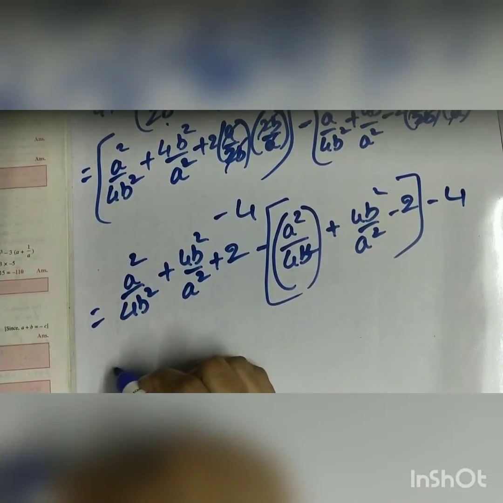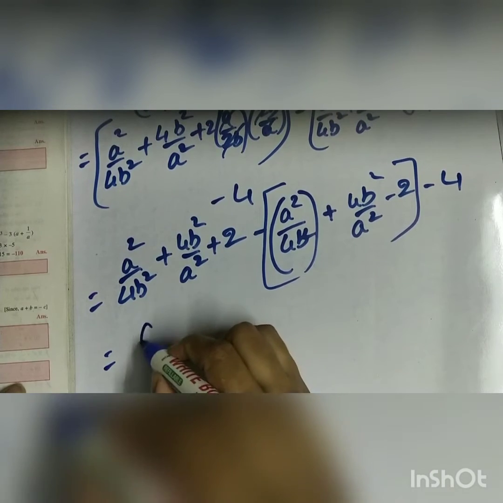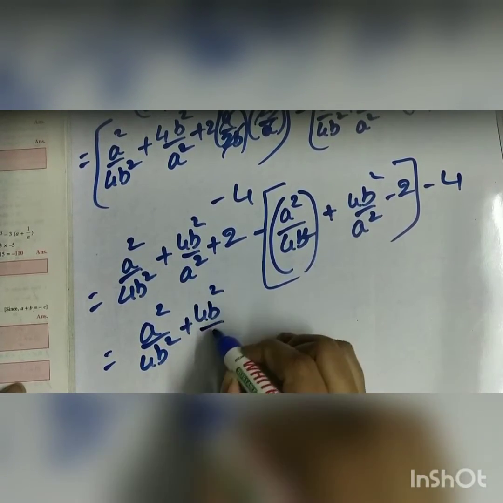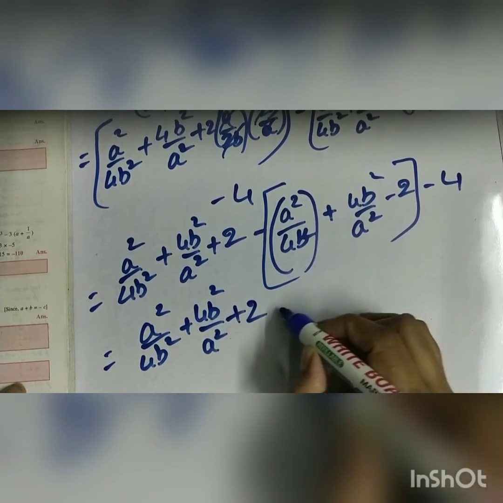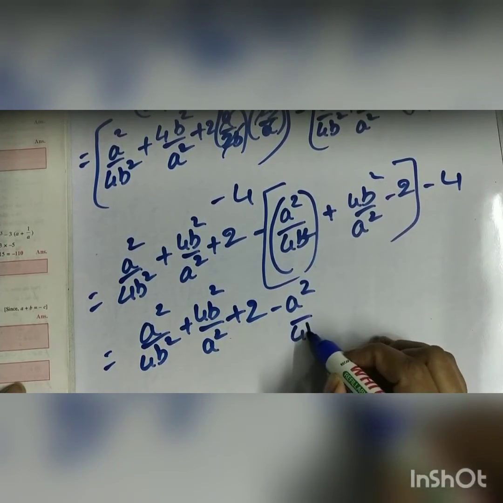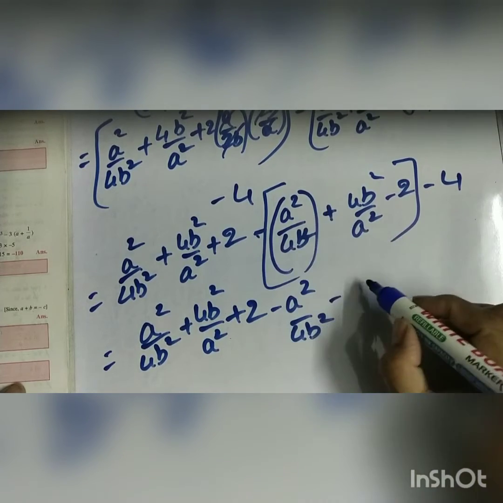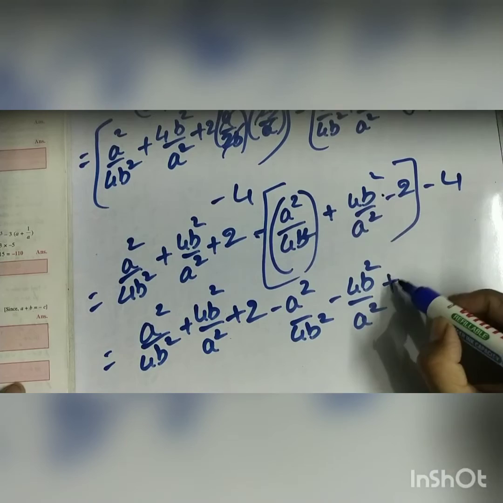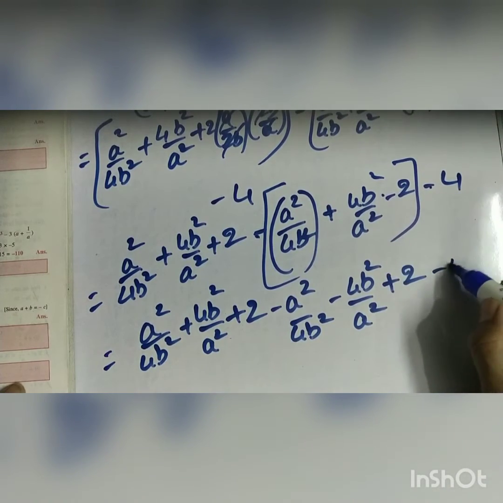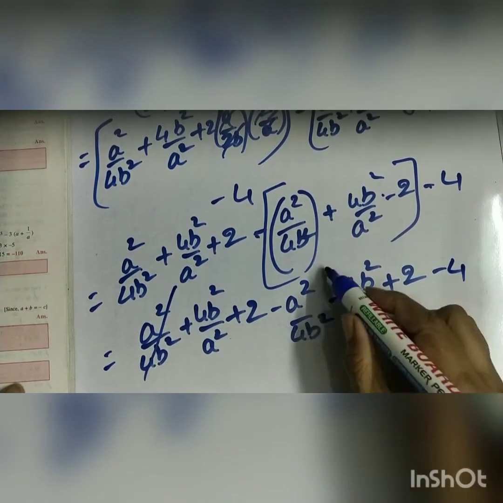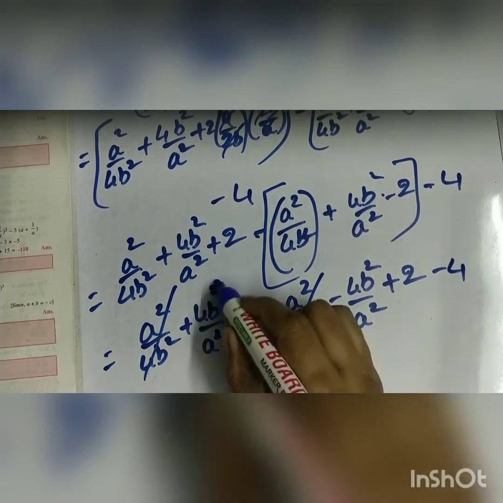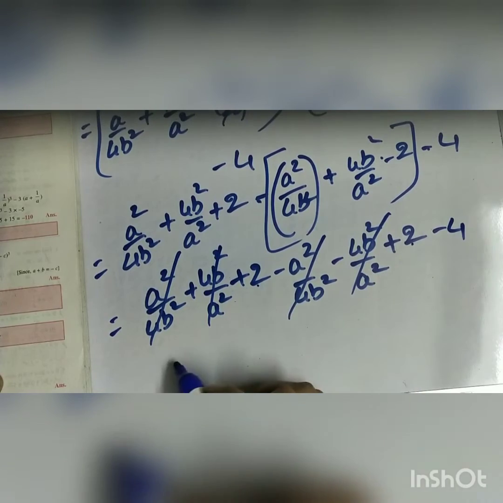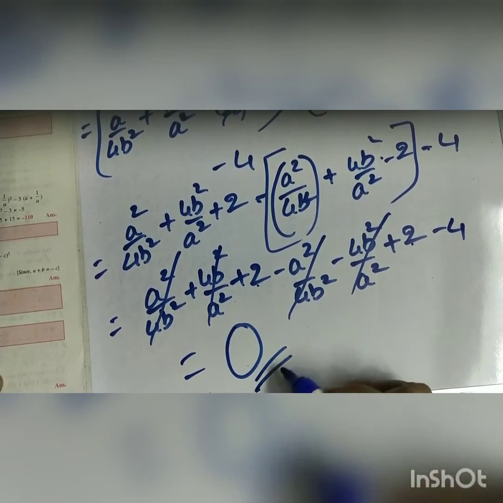Now further, when I open the bracket, a square by 4b square plus 4b square by a square plus 2 minus a square by 4b square. So minus into plus, minus 4b square upon a square. Minus into minus is plus 2. So we have next minus 4. So this and this, plus minus gets cancelled. Plus minus gets cancelled. We have 2 plus 2, 4. 4 minus 4. The answer I'm going to get is 0.